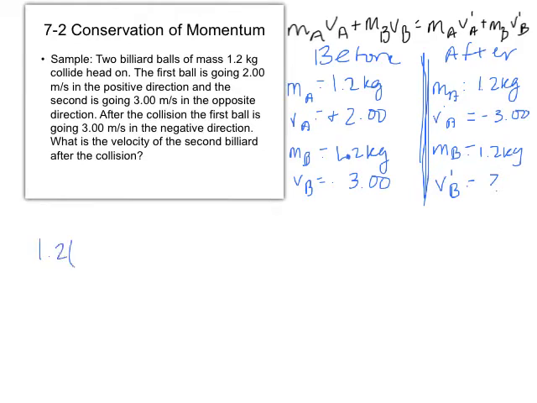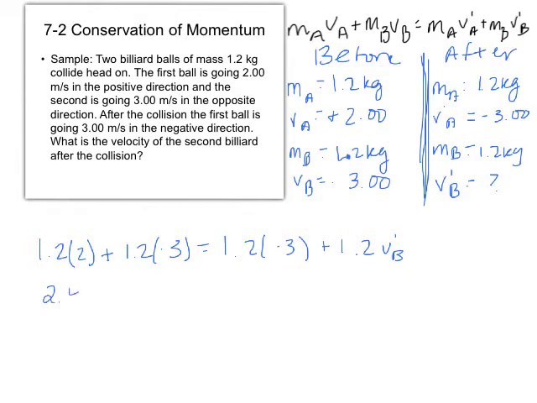So I'll have 1.2 times 2 plus 1.2 times negative 3 equals 1.2 times negative 3 plus 1.2 v prime b. And from here, you just simplify, move things over until you get down to what VB is.